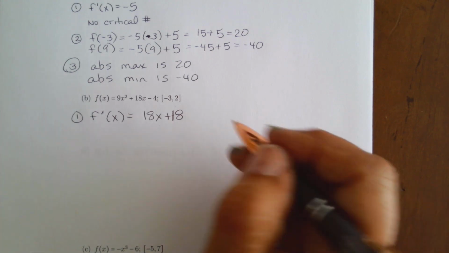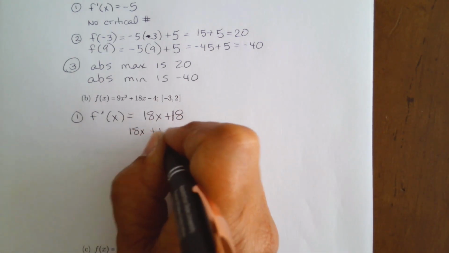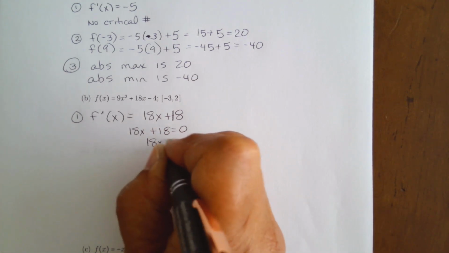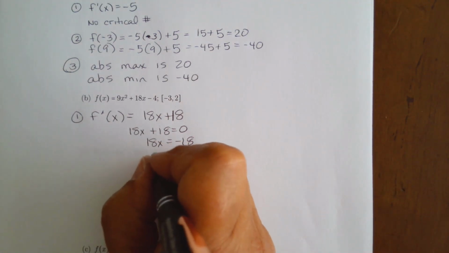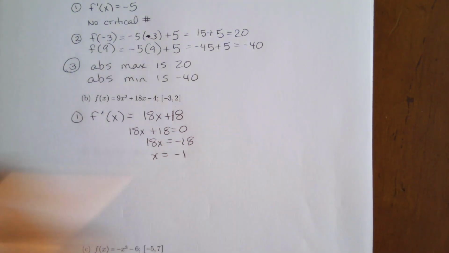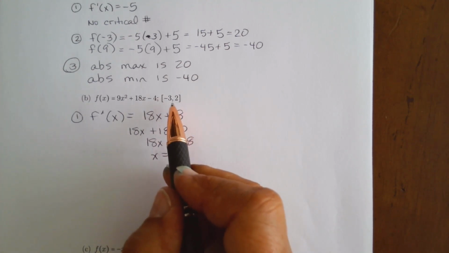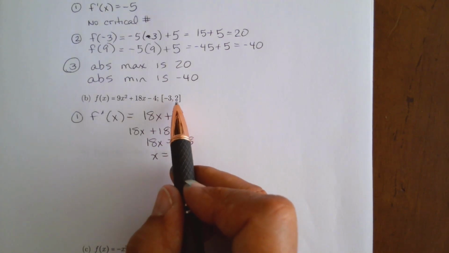Okay. And we're going to set that equal to 0 and solve it. So set 18x plus 18 equal to 0. That's 18x, move the 18 over, it becomes negative 18. So we end up with x equals negative 1. Now, make sure that this is in this interval. Sometimes they are and sometimes they aren't. They have to be in here to use them.